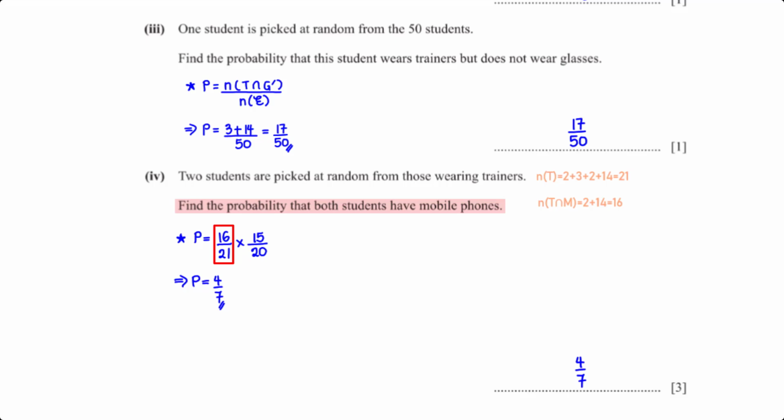Remember, we are picking the first student and a second student. The "and" becomes times. After the first student is picked, the pool reduces by 1, and so the probability that the second student from the trainer group has a mobile phone is 15 over 20. When we type this into the calculator, we get 4 over 7.